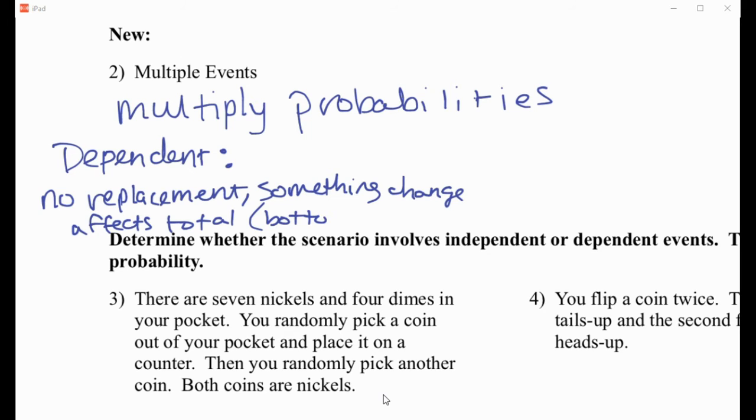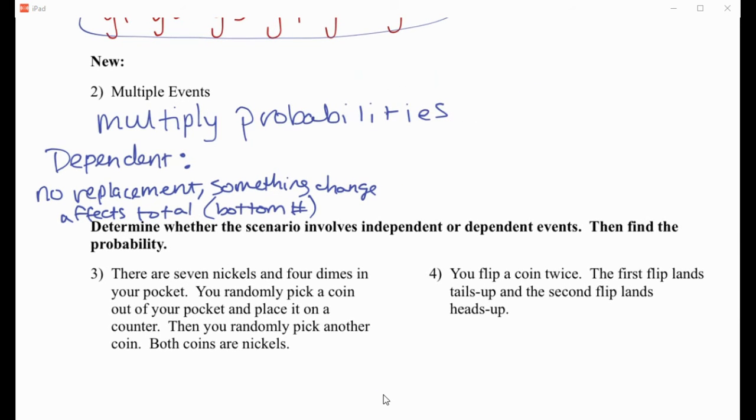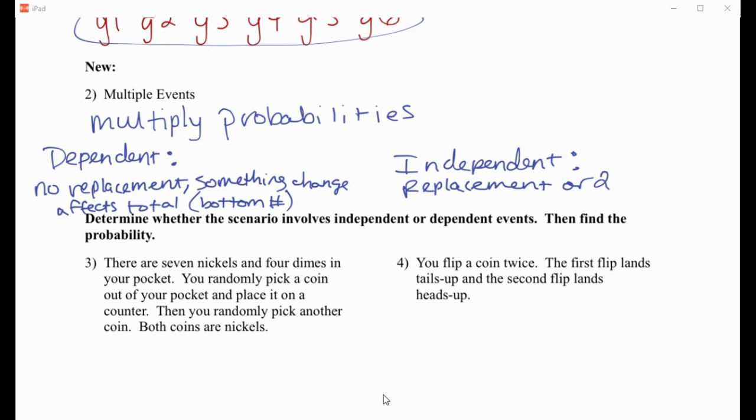Now this will make more sense when I do an example. It can affect the top number, but anyway, if it's independent, then if you took the marble out, you did put it back, so there is replacement. Or they just have nothing to do with each other. So one or the other of those two things. I think it makes more sense when I do an example, so I'm going to go ahead and show you what I'm talking about.